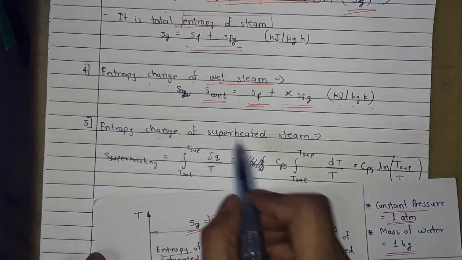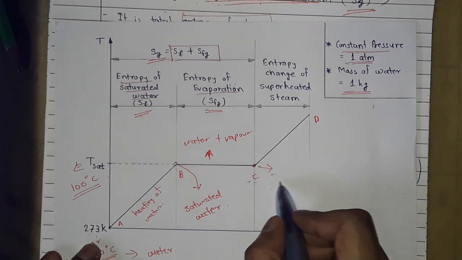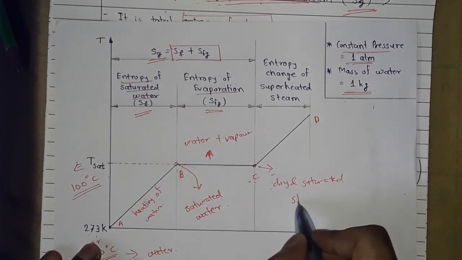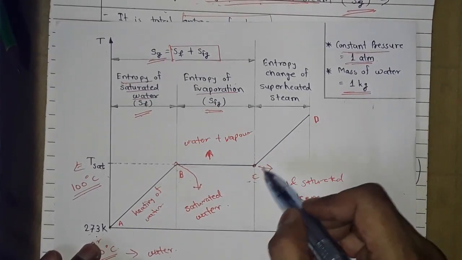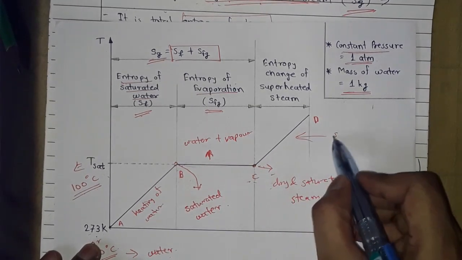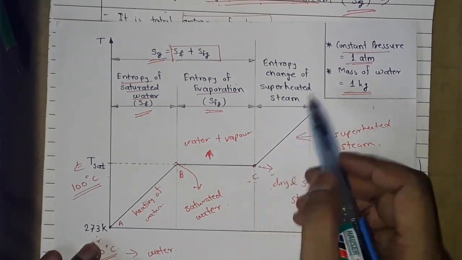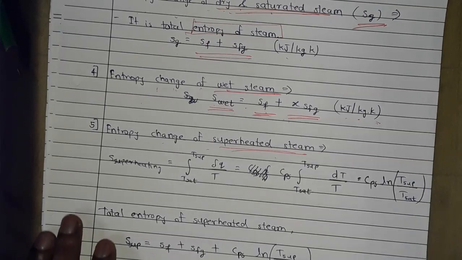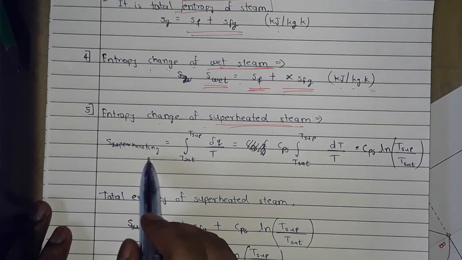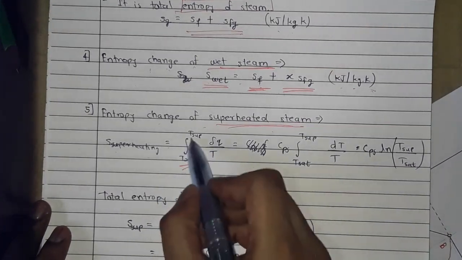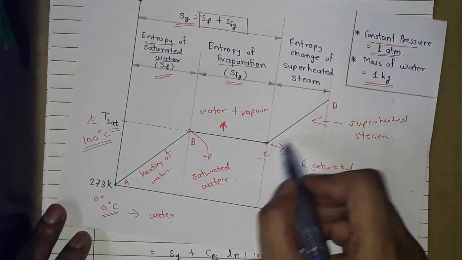Now here friends, entropy change of superheated steam. Here friends, if we add further heat to the dry and saturated steam here at 100 degrees Celsius, then its temperature increases further and the steam which we get during process C to D is called as superheated steam. And the entropy change of superheated steam during this process friends, is given as change of entropy during superheating is equal to integration of T sat to T sup. Here friends, T sat means saturation temperature and T sup means the temperature greater than the saturation temperature.